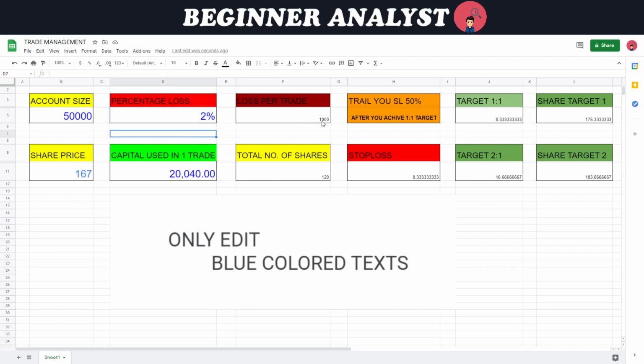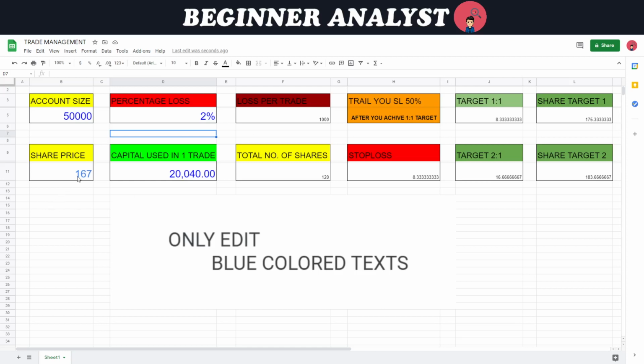So your loss per trade will be 1000 rupees. What it is basically telling is that if you hit your stop loss, you'll lose 1000 rupees and not more than that on a single trade. Okay, not on all trades combined. On a single trade you'll lose 1000 rupees.